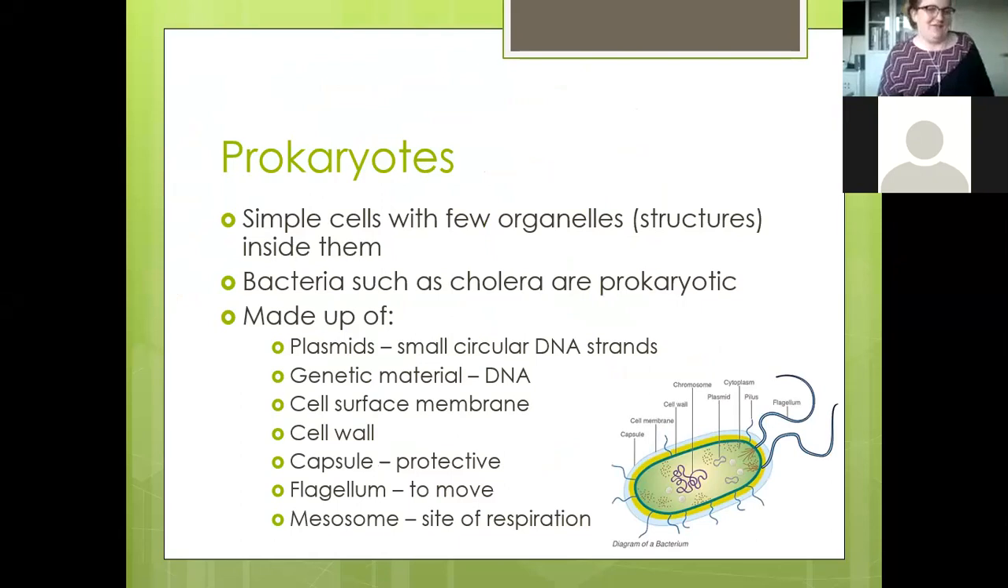Prokaryotes are simple cells, usually with few organelles. Bacteria such as cholera are prokaryotic. And what prokaryotes are made up of are these organelles, which we'll then look at in some more detail. They're made up of plasmids, which are small circular DNA strands, genetic material, a cell surface membrane, a cell wall, a capsule, potentially a flagellum, and a mesosome, which are the sites of respiration.